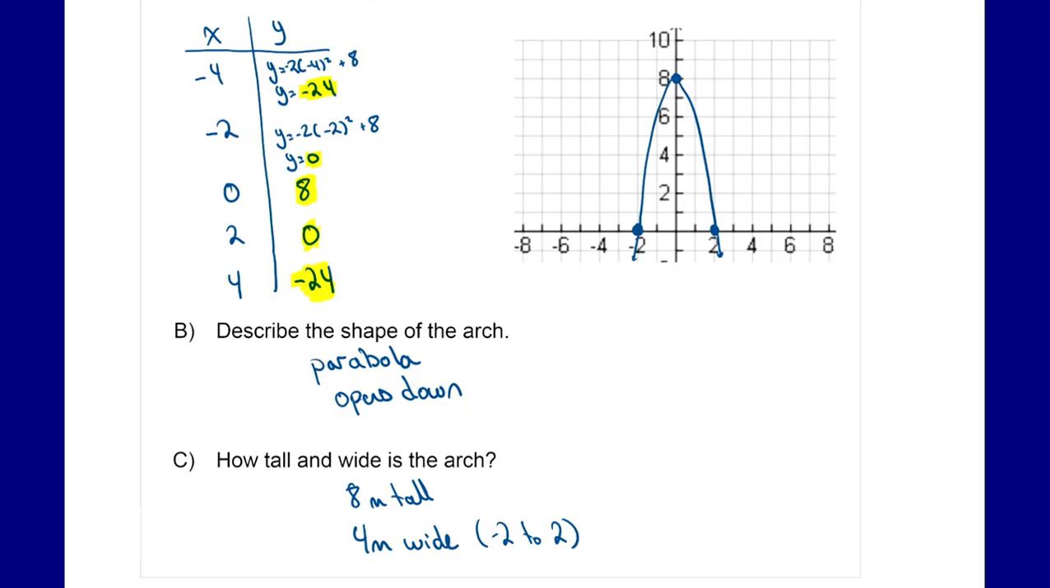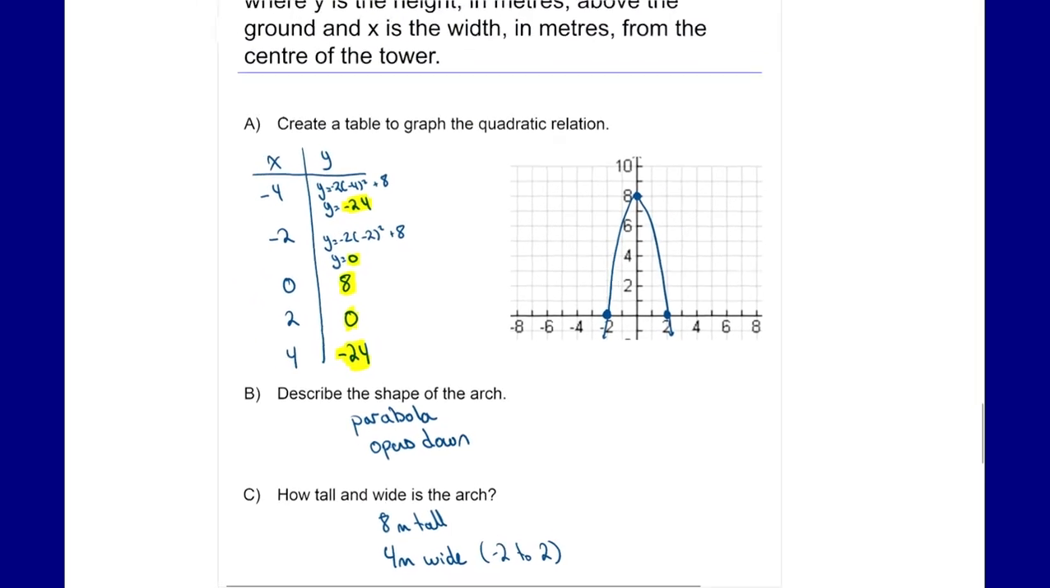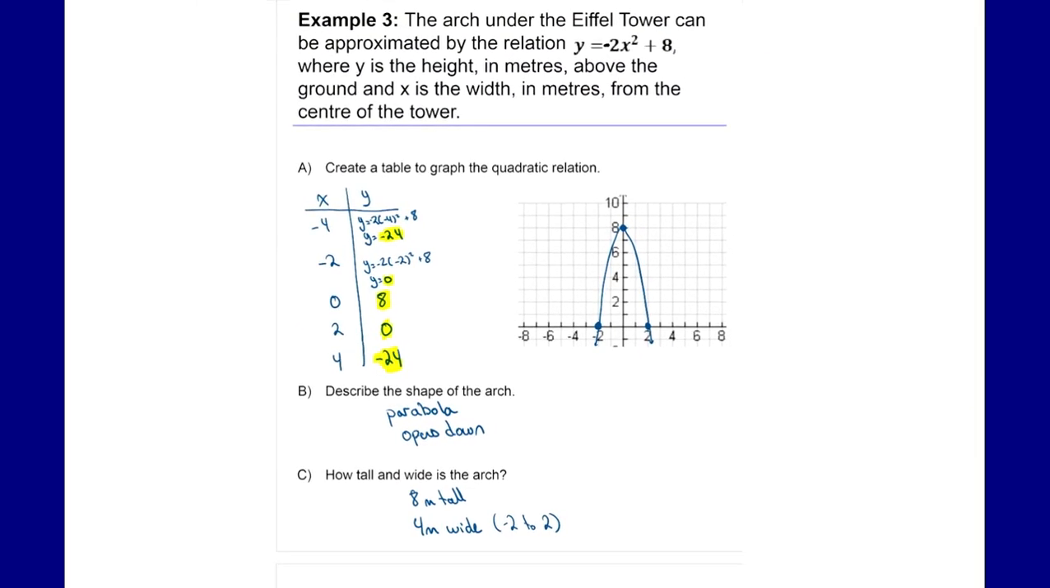So again, this is just a quick example of plugging values into a quadratic relation, graphing them, and being able to describe the shape and some characteristics of it. Because we might have to determine some of these key features or characteristics of whatever this quadratic is modeling.